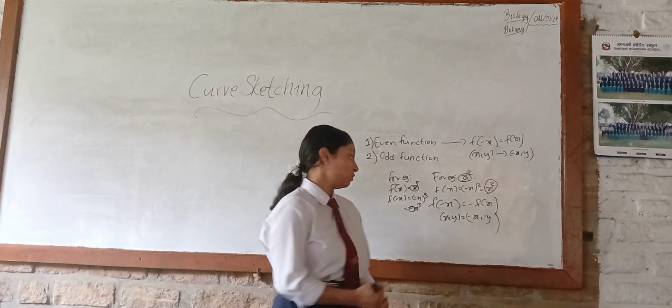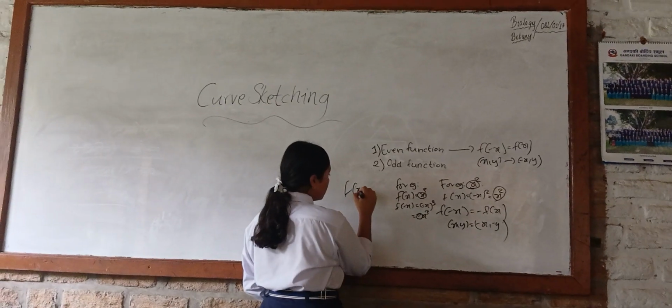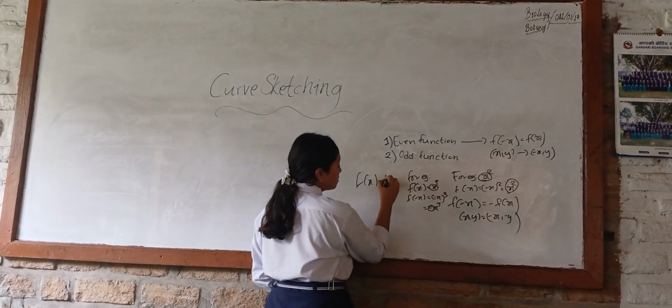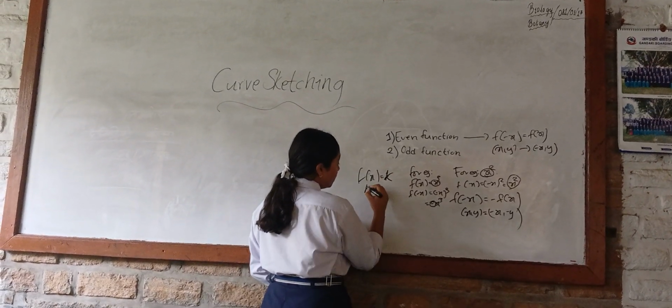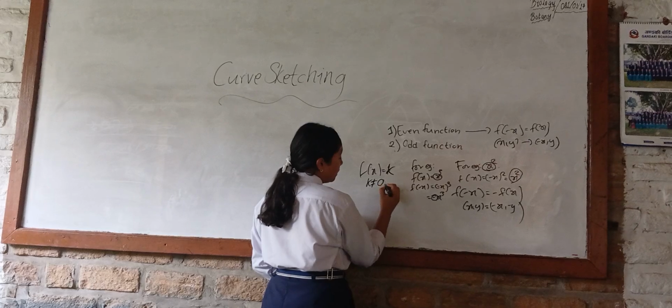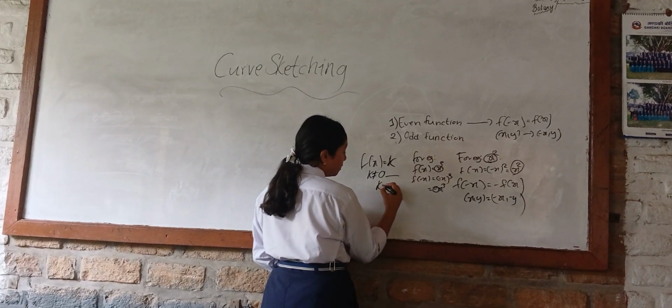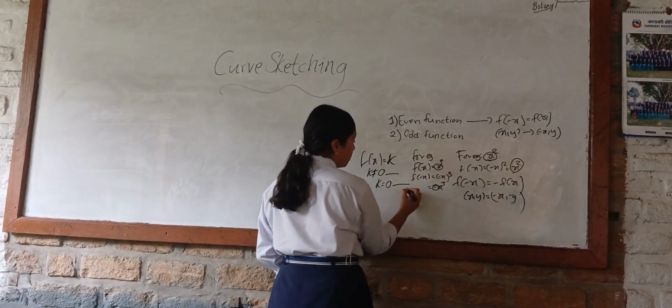A constant function f(x) is equal to k. If k is not equal to 0, then it is an even function, and if k is equal to 0, then it is both even and odd function.